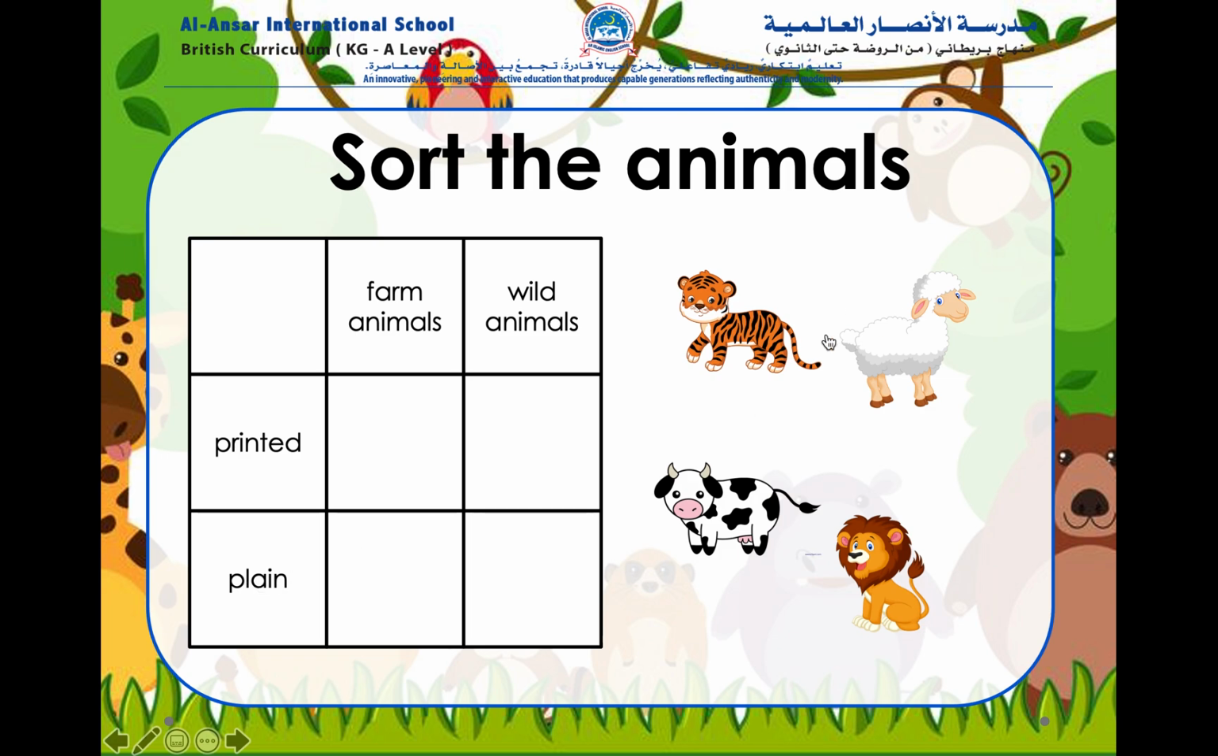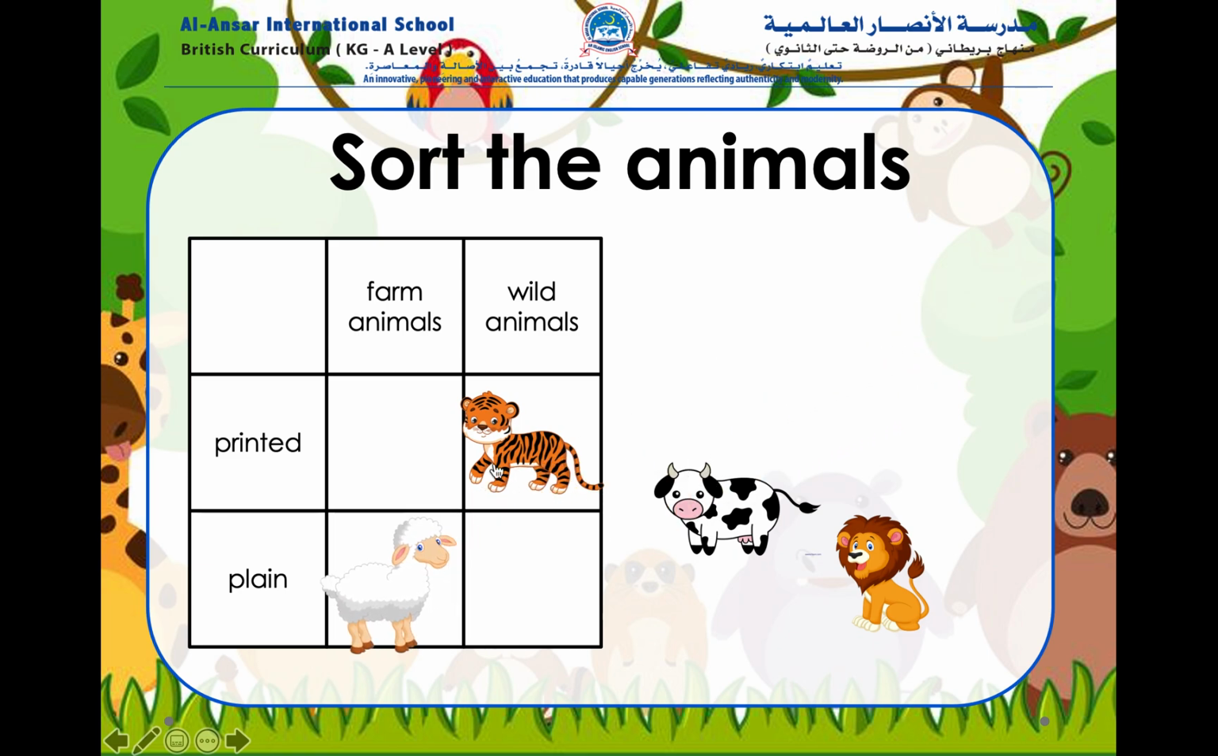Let's look at the tiger. Does the tiger have a print on it? Yes, it does. Is it a wild animal or a farm animal? It is a wild animal. So we are going to put it in the block that says wild animal and printed. Let's look at the sheep. Here we have a sheep. Is it a farm animal or a wild animal? It is a farm animal. Very good. Does it have any print on it, or is it plain? It is plain. Okay, it's a farm animal and it is plain.